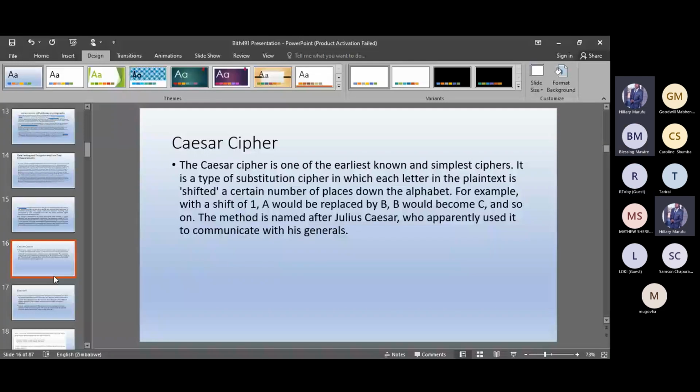Caesar cipher is one of the earliest known and simplest ciphers. It is a type of substitution cipher in which each letter in the plain text is shifted a certain number of places down the alphabet. It could be shifted down or up. You can shift the letter A one place to the right and it becomes B, then the whole alphabet shifts. Or you can shift the letter A to Z so that instead of being number 1, it becomes number 26. For example, with a shift of one, A will be replaced by B, and Z will be replaced by A.